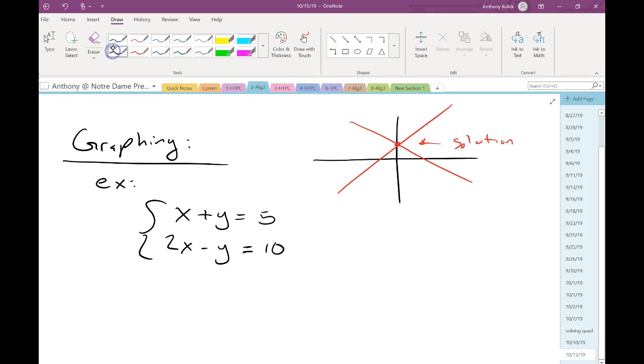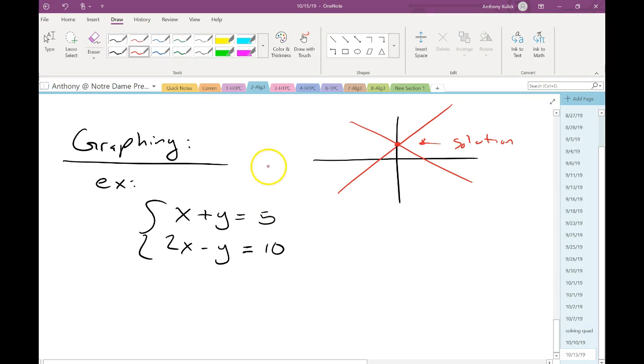So what's the problem with this method right away? You're going to have to be neat, right? If we're doing this by hand, you're going to have to be really kind of precise about how you're drawing your graphs, because sloppy is going to get you into trouble, right?